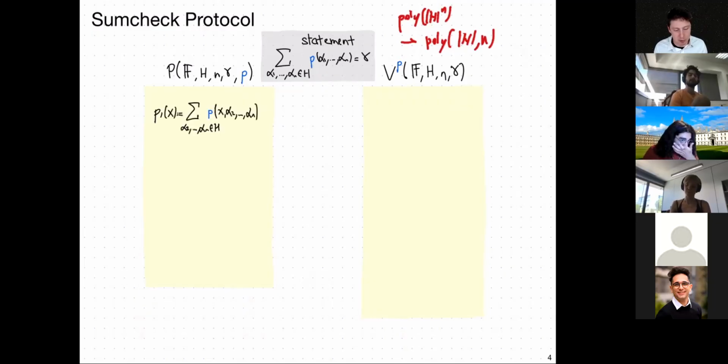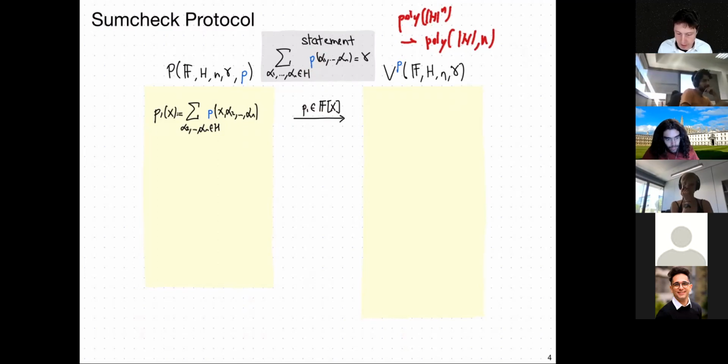In the first round, the prover will compute a partial sum. What is a partial sum? It will sum over all the dimensions but the first one. We call this polynomial P1. It's the sum of P over h to the n, but for the first dimension, so really over h to the n minus 1. That is a univariate polynomial whose degree is not too large if the total degree of P is not too large. And it just tells the verifier, I claim this is the partial sum of the polynomial P over h to the n.